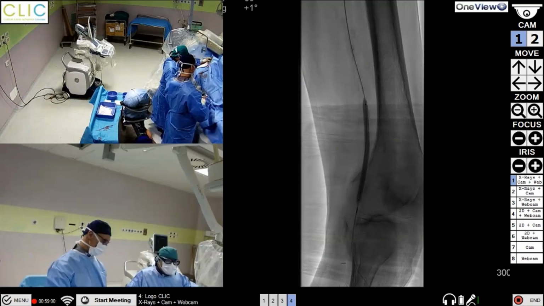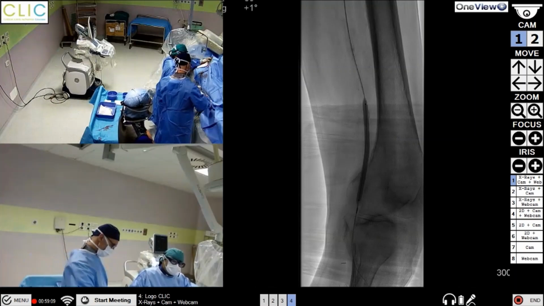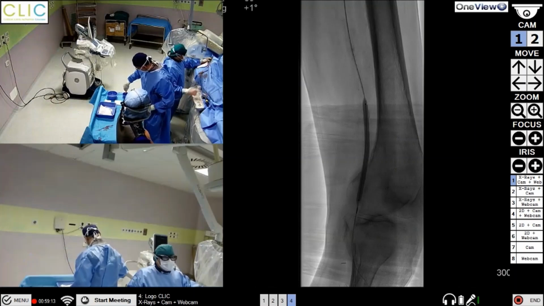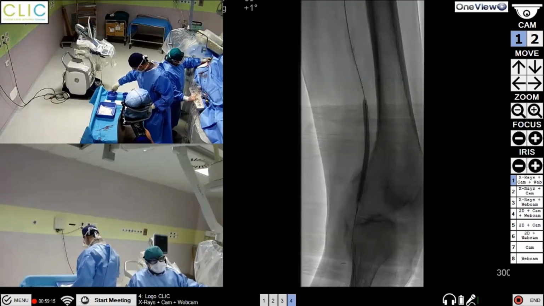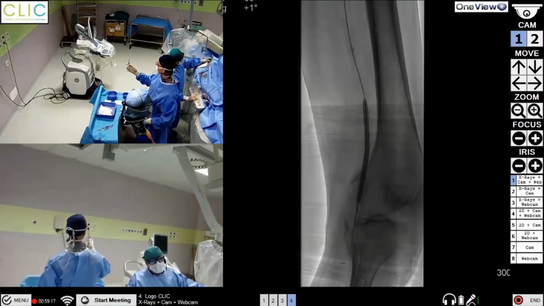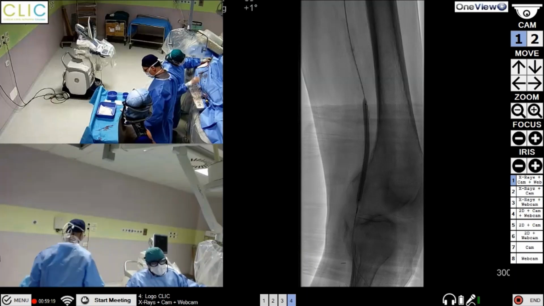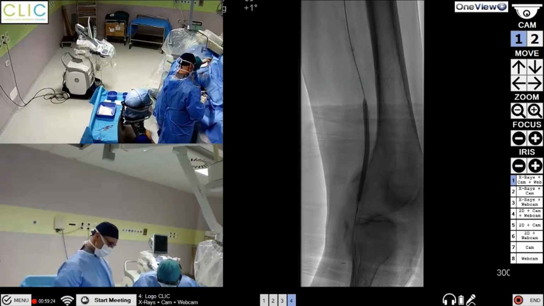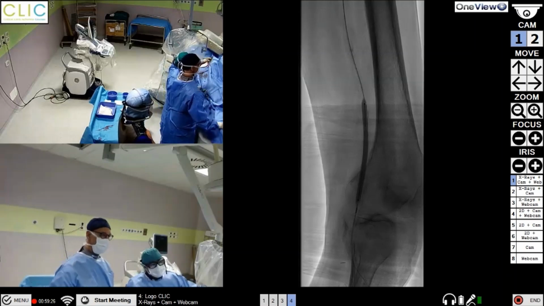But a scoring balloon, in this case, is a very good option for vessel preparation, together with shockwave, for example, to try to change the compliance of the vessel wall, especially when we have this calcification. So I completely agree with you. Any chance from your point of view for atherectomy there or not?